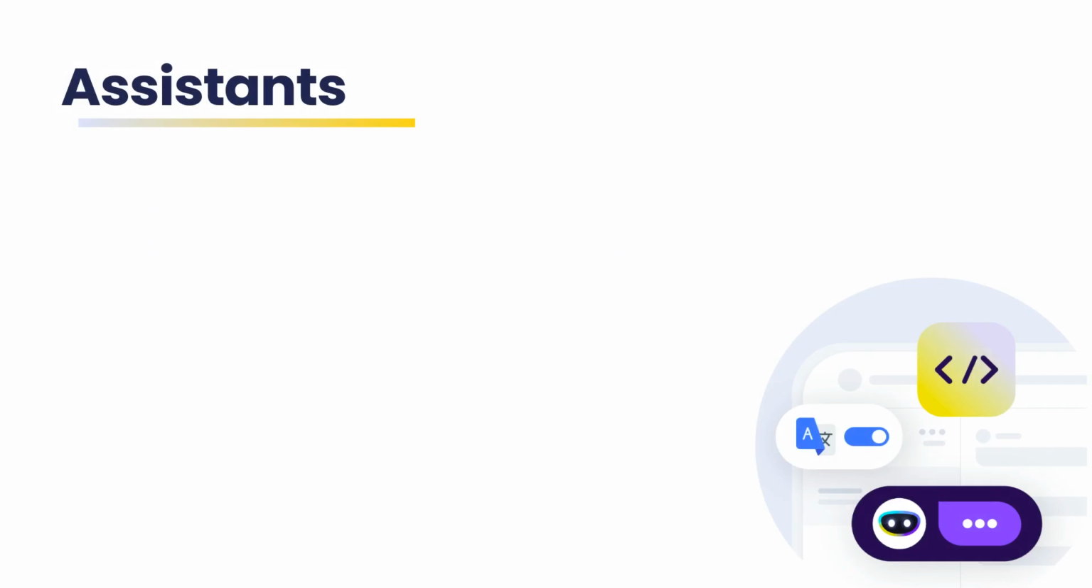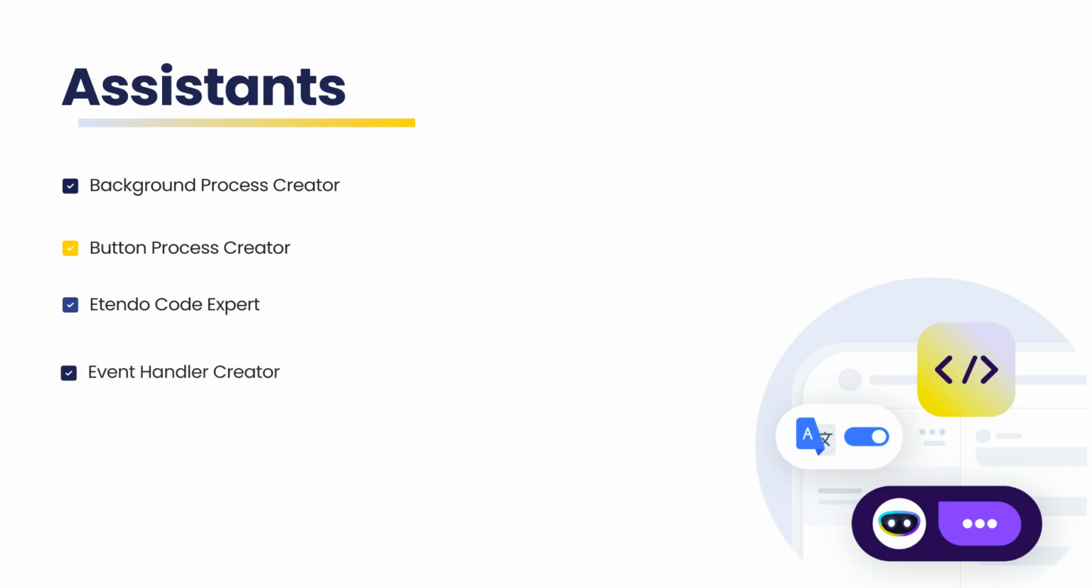There are many created assistants available to use in Attendo. Take advantage of their functionality after installing the Copilot Extensions bundle. For example, the Background Process Creator is an assistant specialized in the automatic creation of background processes in Java. The Button Process Creator simplifies the process of creating and registering buttons and process definitions. Attendo Code Expert is designed to read code index files and provide answers and general example code related to their content. The Event Handler Creator is capable of creating event handlers in Attendo Classic.